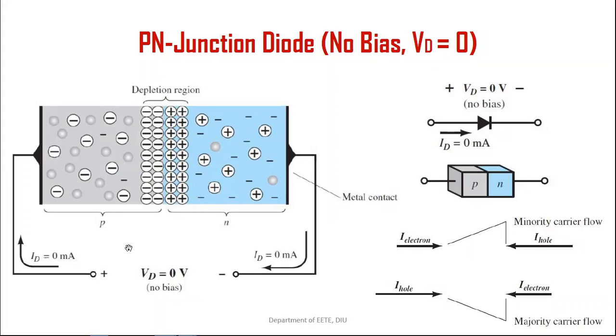So this is the internal structure, and this is the symbol. This is the 3D structure. You can see the P and N type, both are the terminals, and this is the diode symbol. You see that this triangle is the P, and this straight vertical line is the N. So this is P, this is N. The triangle is the P, and the vertical line is N. So this is the universal diode sign.